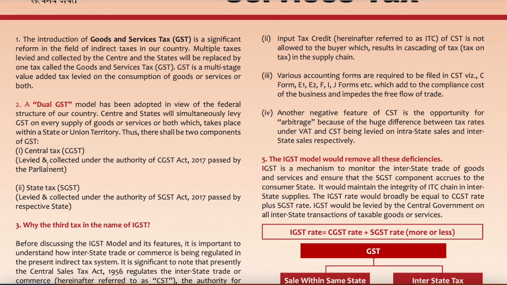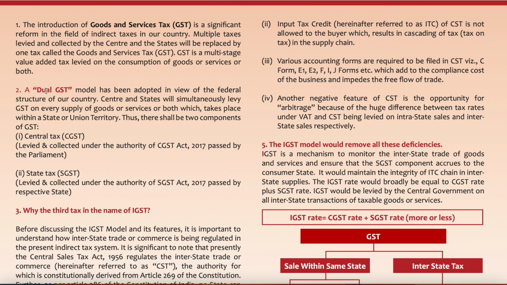The main structure of the law is that it's a dual GST, a dual goods and services tax model, and has been adopted in view of the federal structure of the country, India. Center and the states will simultaneously levy GST on every supply of goods or services or both, meaning that whenever goods and services move from one place to another or enter India as imports or exit India as exports, they will come under this law.